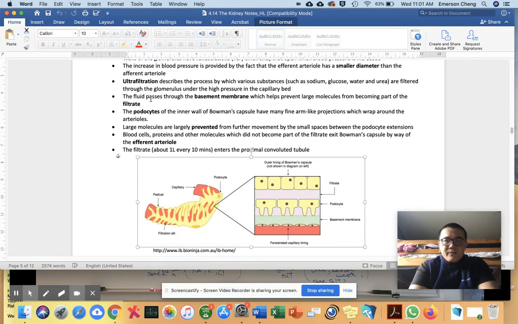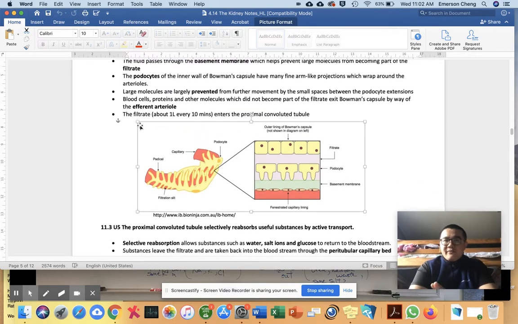It's not just the fenestration, but also the basement membrane and the podocytes. All of this prevents large molecules from going through. So it's not just the fenestration. And if you think about how much filtrate goes through, it's 1 liter every 10 minutes. This is really fast. It is a pretty fast flow rate, so it is high pressure.